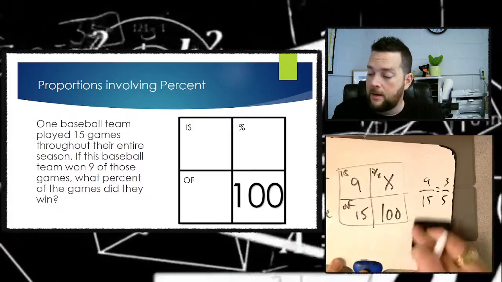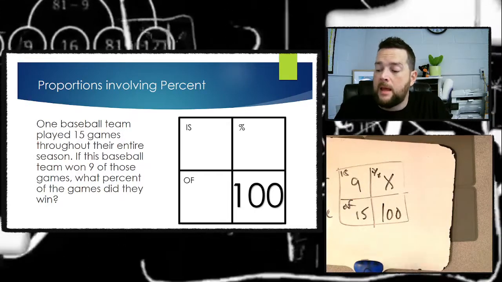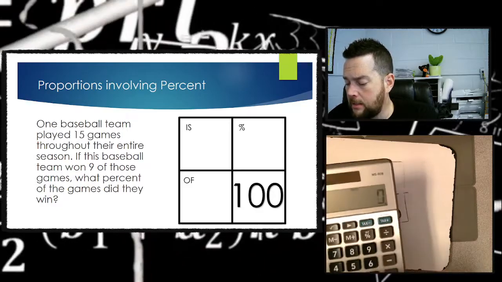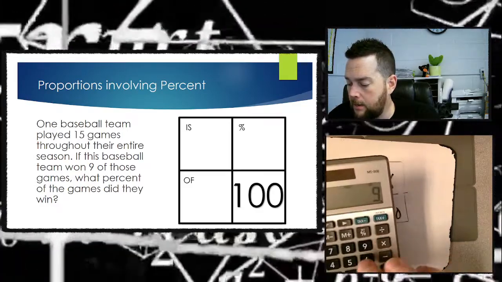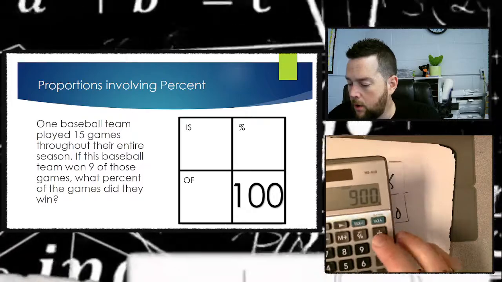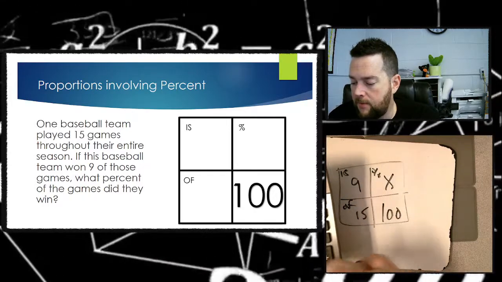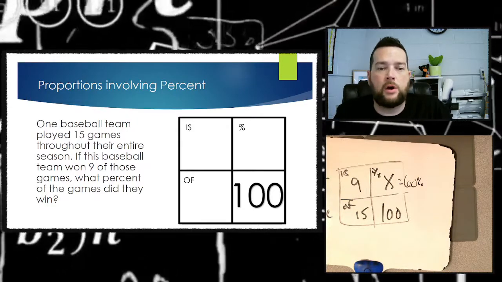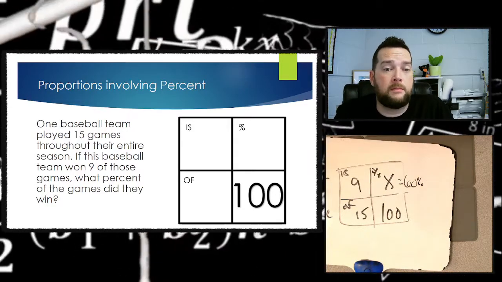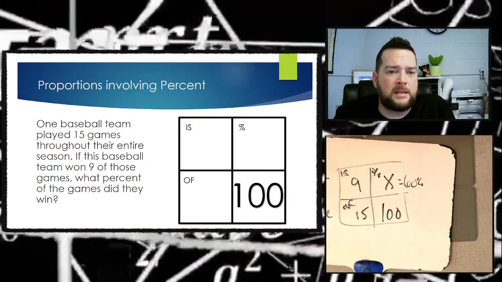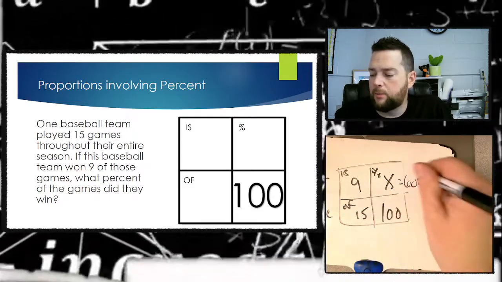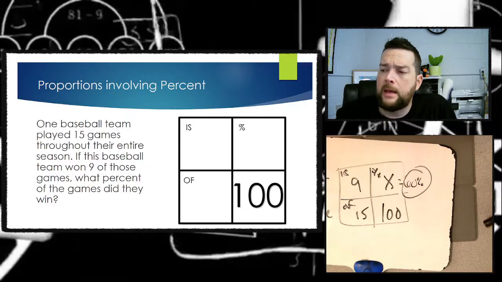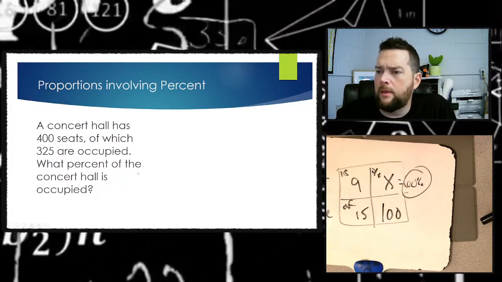But if you don't know that, we'll go ahead and solve it out, all right? So now we've got the percent box filled in. Now we're going to put in 9 times 100, and we're going to divide that by the other number, 15, and we're going to get 60. X equals 60%. So of the baseball games that they played, it said they won 9 of them. That's 60%. This team is on track to win about 60% of their games. All right? All right, let's try another one.